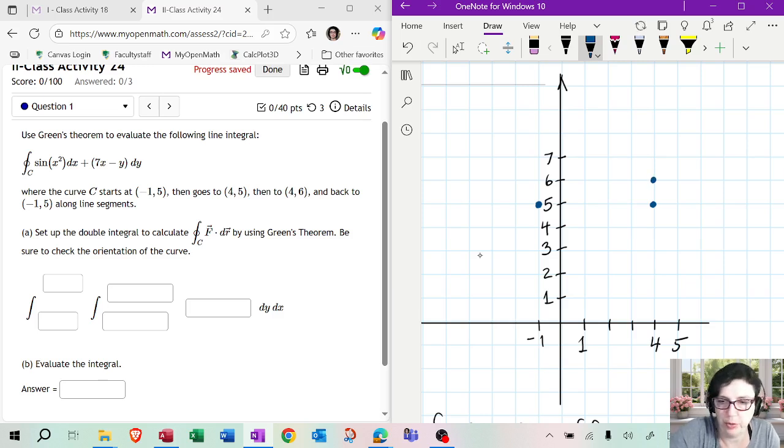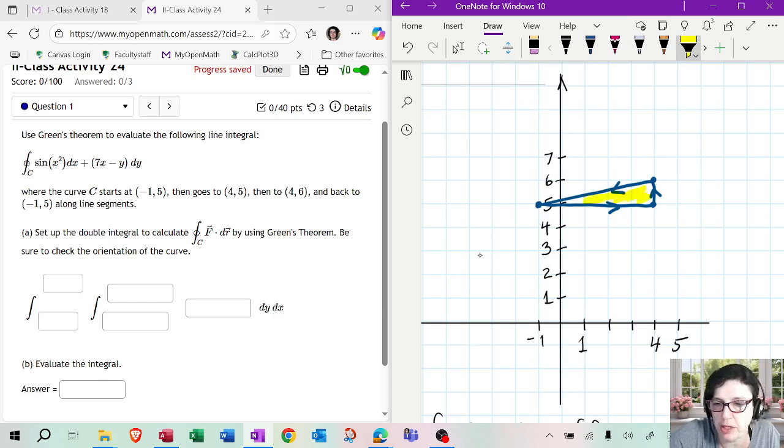And then we have back to -1, 5. Okay, so this is a triangle, and it is traversed counterclockwise. By the way, if the direction is clockwise, you would just need to switch the sign. So everything will just become minus of what you would have gotten if it was counterclockwise. But in my case, it is counterclockwise.